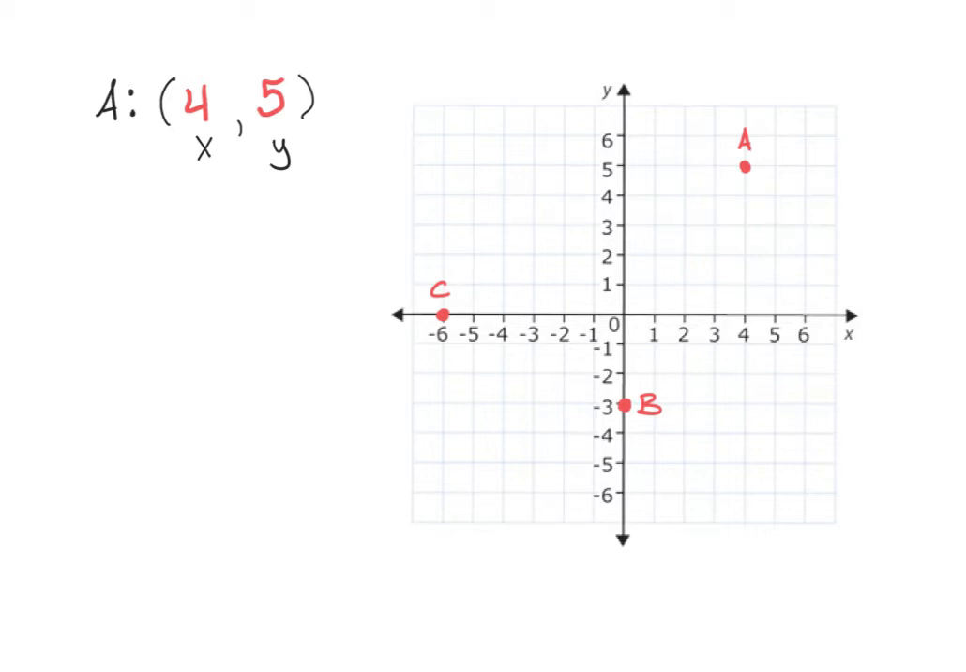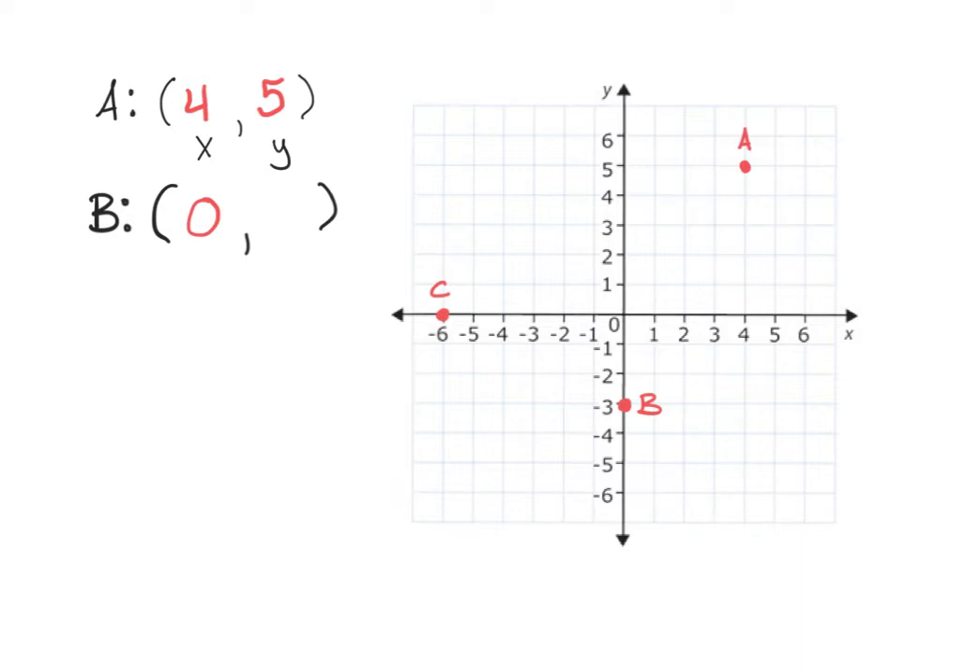Let's try point B. Once again, I know that my coordinate is going to go inside parentheses, so I'm going to write those first. Then I'm going to start with the point and go up until I intersect with the x-axis, and I can see that the x value of point B is 0. So that is what I'm going to write first inside my parentheses.